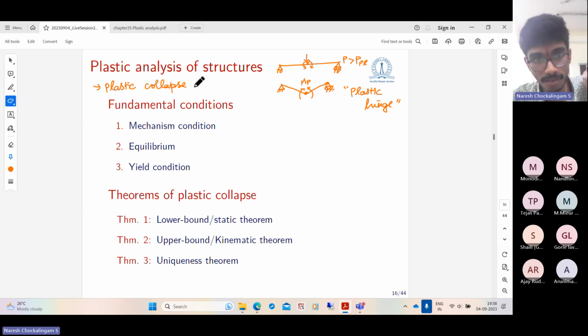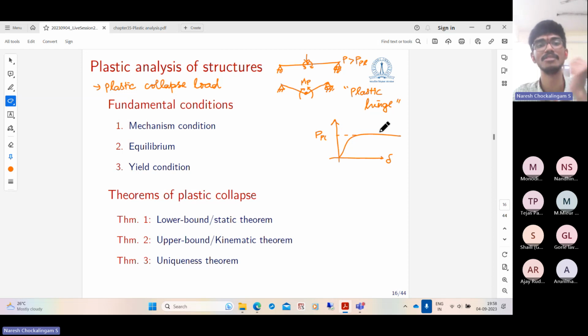What is the plastic collapse load? The load at which we cannot increase the load any further. So if you have the response like this, PPL is the plastic collapse load. This is the delta. You cannot increase the load any further. If you try to increase the force a little bit, it will deform excessively. At that time, the structure would have collapsed. So we do this analysis to determine the plastic collapse load of the structure.